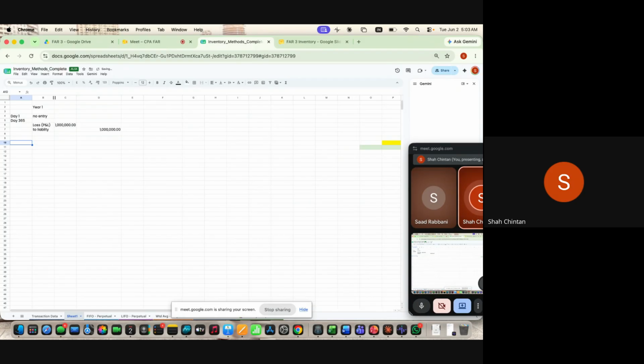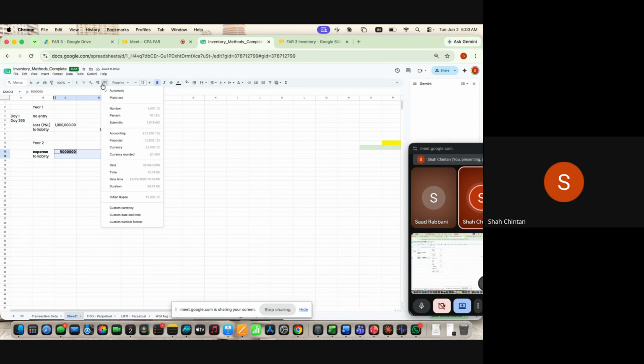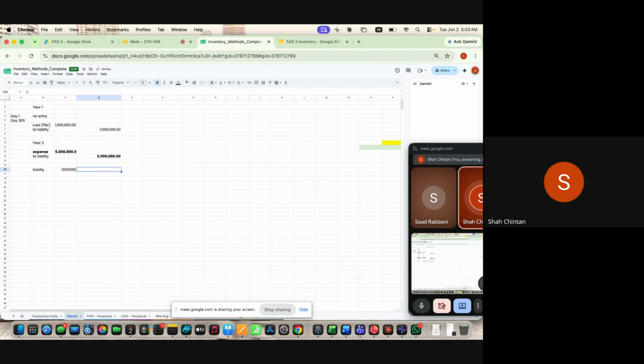Now let's say in year two, what will happen? You will go to the market with your vendor, and you are going to have a purchase. So let's say expense account debited 5 million to liability account credited 5 million. And at this time, you are going to reverse the entry which you recorded in year one. So the second entry will be liability account debited 1 million to loss account credited 1 million. So basically what we have done is recorded a 1 million loss in year one.